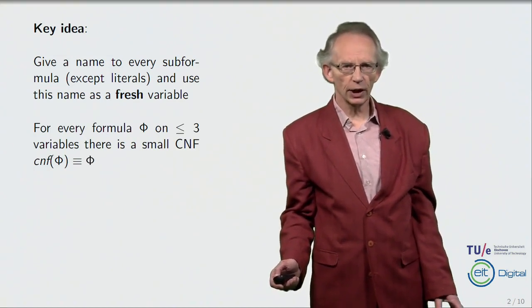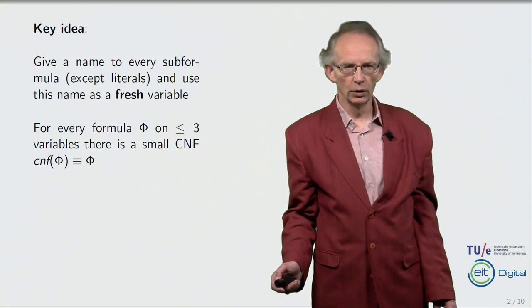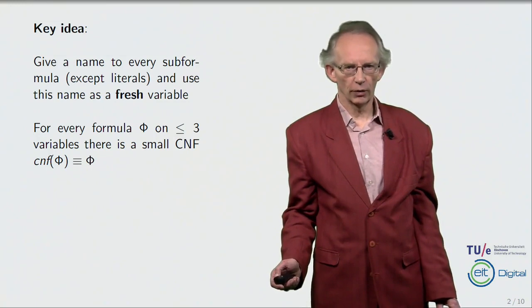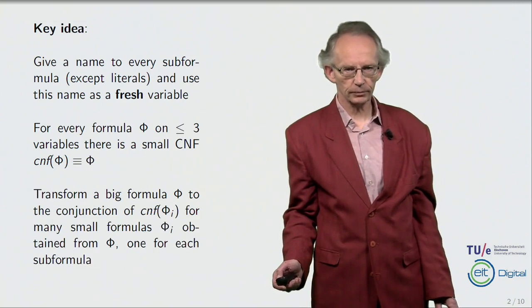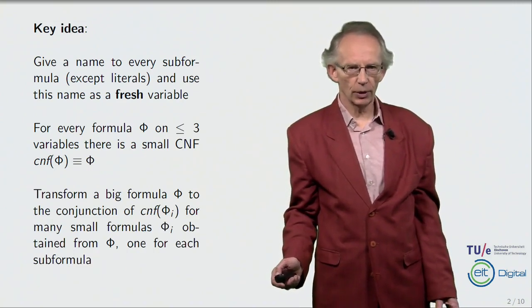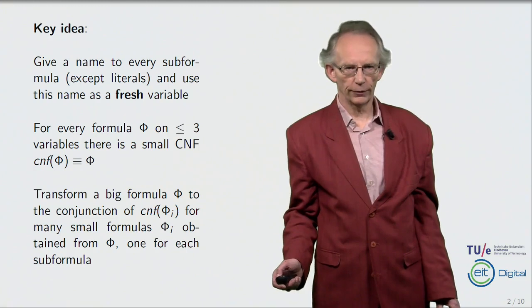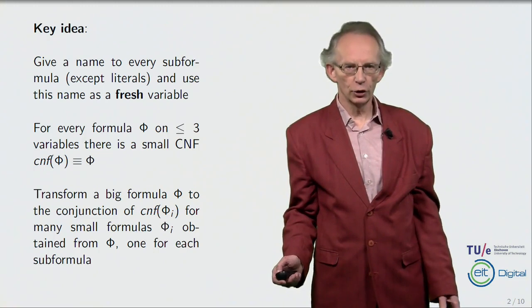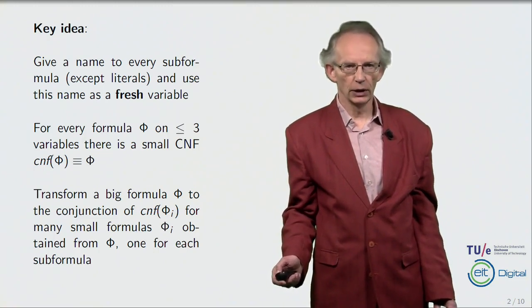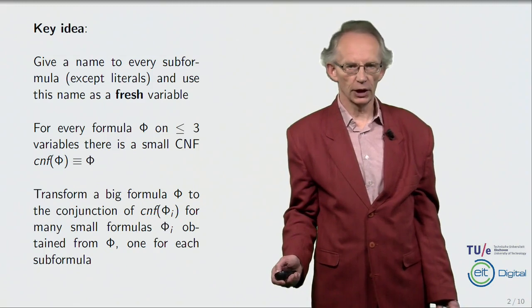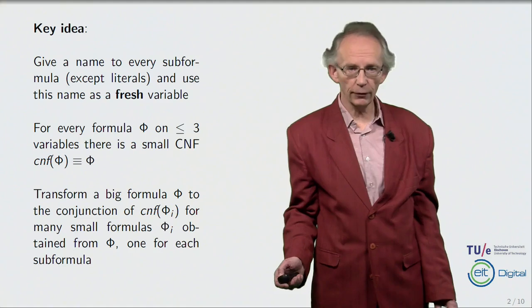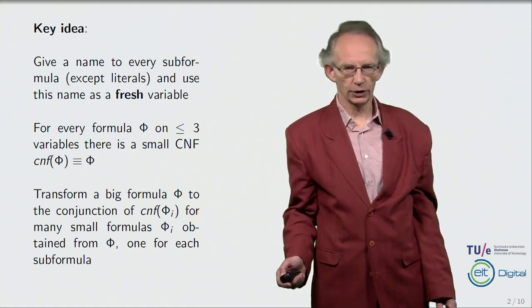And another idea is, if we have a formula which is very small, let's say at most three variables, then we can always find a small CNF which is logically equivalent to it. And now the idea is we want to transform our big formula phi to a conjunction of many small formulas using these extra variables in such a way that satisfiability is preserved. And if we then transform these small formulas to CNF, then the resulting formula is a CNF itself.